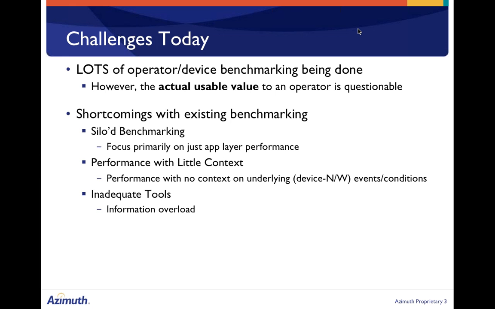So there's a lot of focus on the application layer, but very little focus on the underlying layers. And the second challenge that you find, which kind of relates to the first challenge, is the fact that you have performance without context. And what that means is, you're told throughput was very bad. But then, if I'm an engineer, the first question I'm going to ask is, okay, performance is bad, but under what conditions? Was this indoor? Was this outdoor? What frequency? What were the RF conditions?